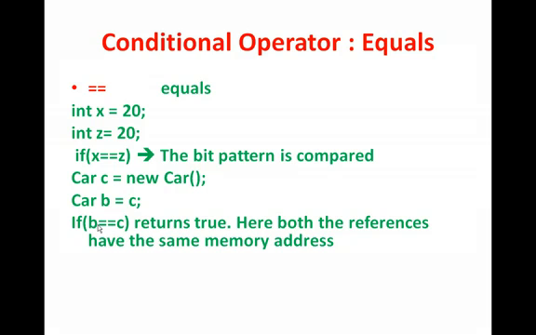Please remember that the equals operator will not compare the contents of the object, it's just going to compare the memory address. So when we get B is equal to C, then it means that B and C are actually referring to the same object. That doesn't mean that the contents are also same. So to compare the contents of the object, we have to rely on equals method that we will be discussing in future session.